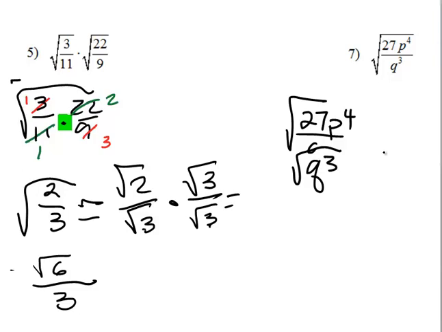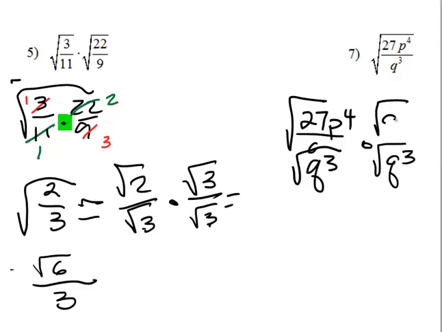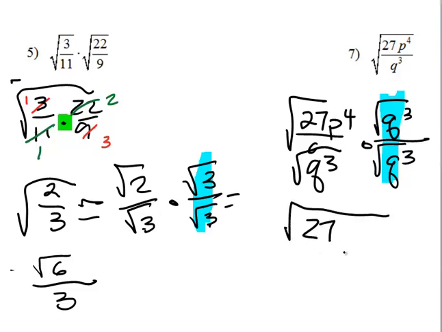Here we have 27 p to the 4th over q to the 3rd. I'm going to multiply top and bottom by q to the 3rd, because that's really just 1, right? Just like that's just 1. Okay, so let's see what we ended up with. So we have the square root of 27 p to the 4th, q to the 3rd, all over q to the 3rd.